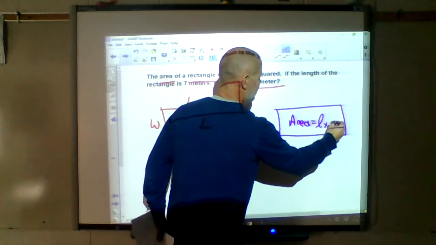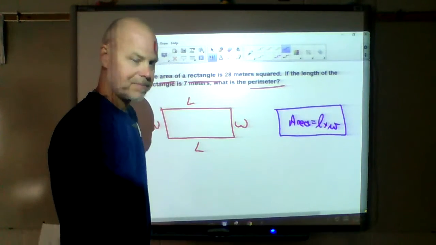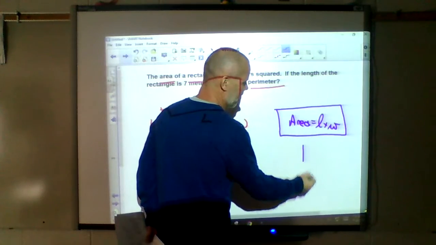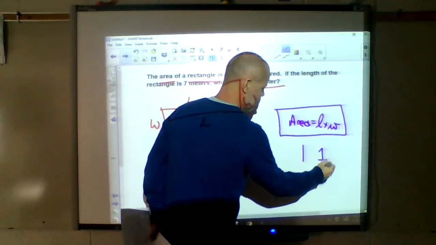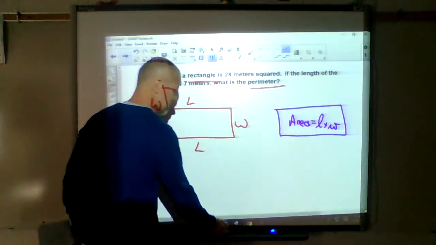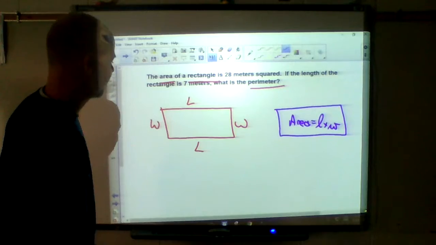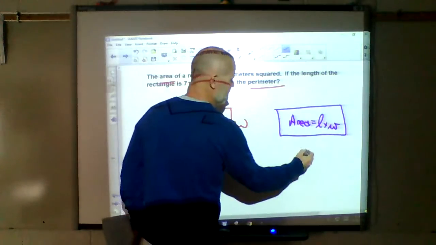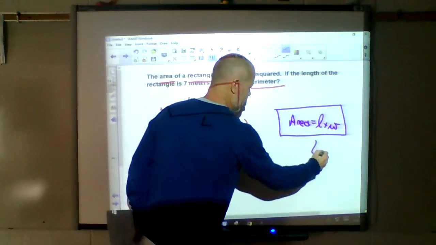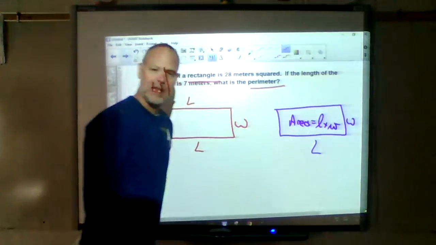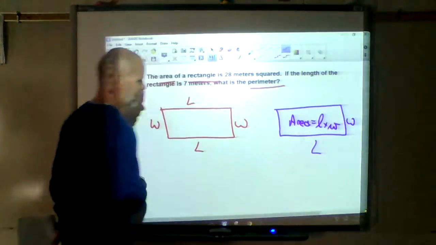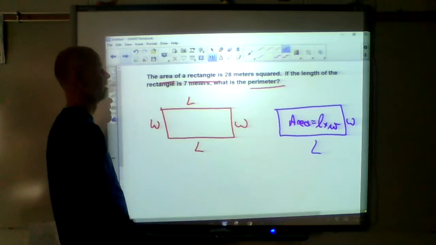Length times width. Sometimes I do it with cursive letters like that so that I don't get confused with the L. Is that an L or 1? Right. Or a capital L. So sometimes I'll do an L with the cursive and then W. Area equals length times width. This being the length and this being the width. I should be consistent because I used a capital L over here and W over here. So I need to do the same over there. Length times width. All right.